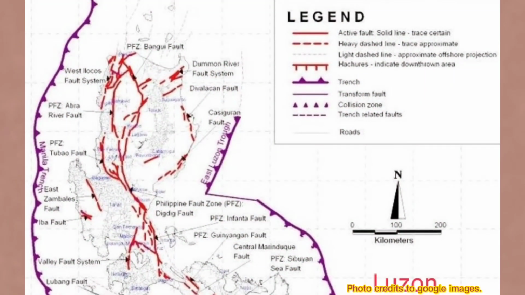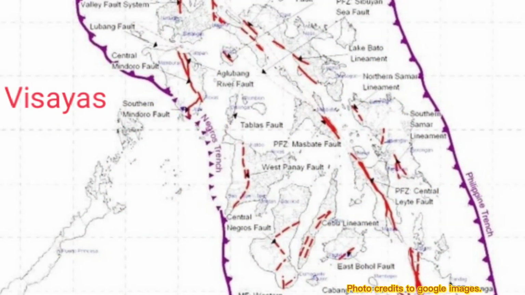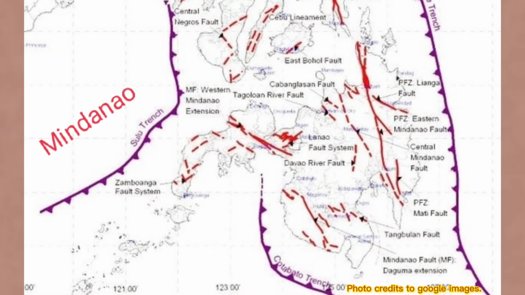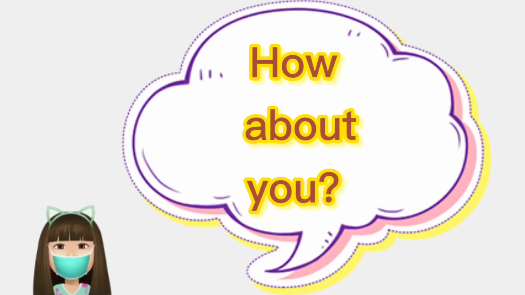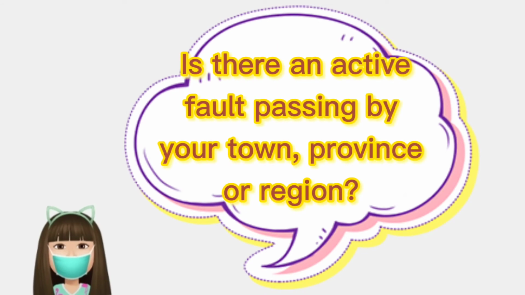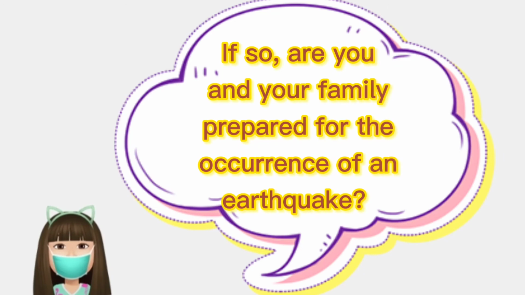Now, look at it closely and try to find out where you live. I found mine in Quezon Province. We have 3 active faults here, the Infanta Fault, Guinyangan Fault, and Central Marinduque Fault. How about you? Is there an active fault passing by your town, province, or region? If so, are you and your family prepared for the occurrence of an earthquake?